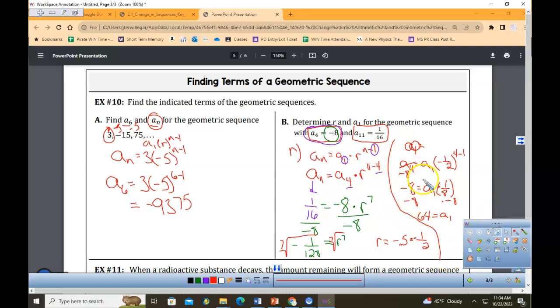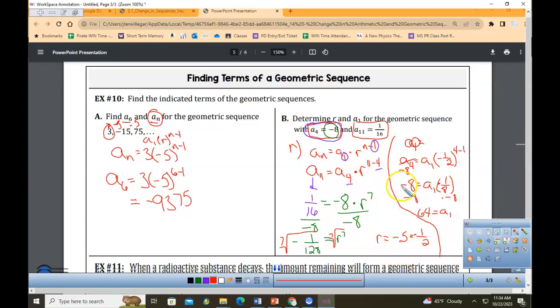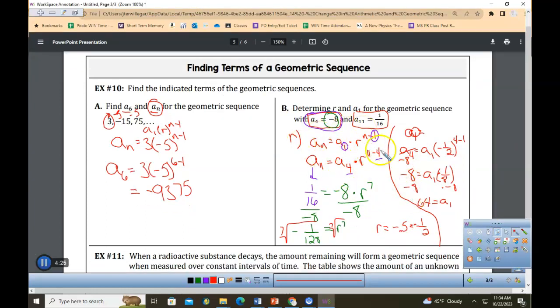Too easy. Not really. These ones are a little bit trickier. We'll do some more of these when I get back. You can try some though. Just remember, set up this equation, and it's a lot of algebra, but y'all can do it. I believe in you.